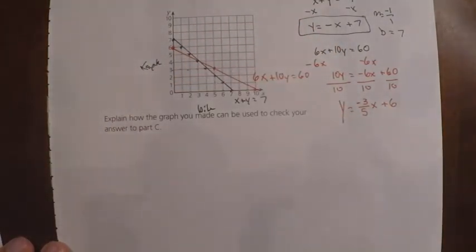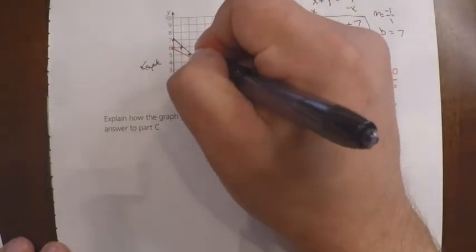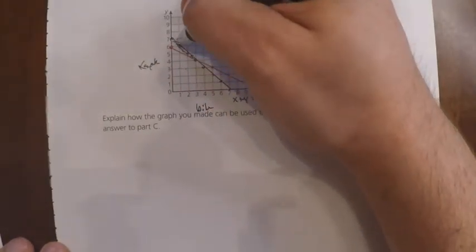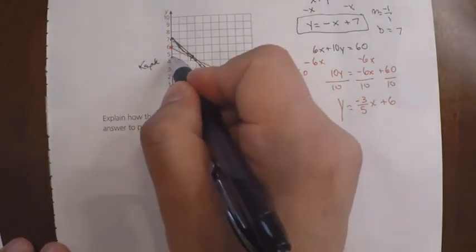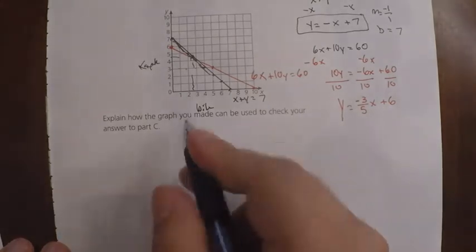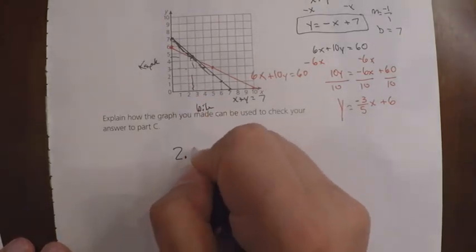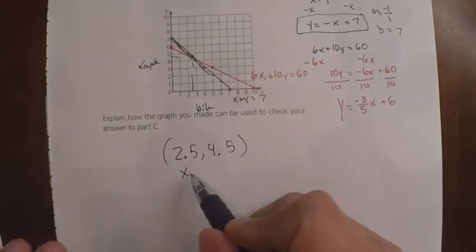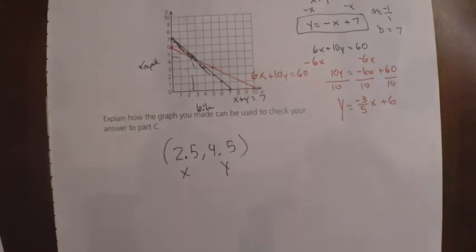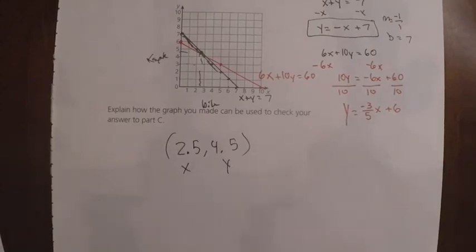So if you go through here and take a look at 2.5, my line's a little bit taller than where it should be, but at 2.5 and 4.5 is where these two lines intersect. So where they should intersect there is 2.5, 4.5. Remember that our x was our hours of bikes and the y was the hours of kayaks. So that's how we could use a graph to solve that equation as well.